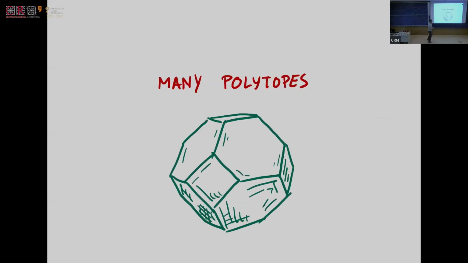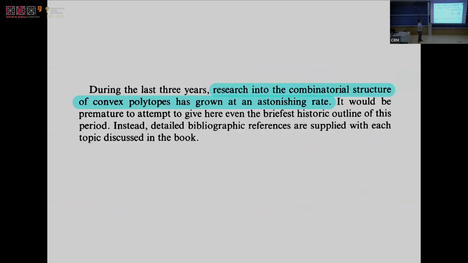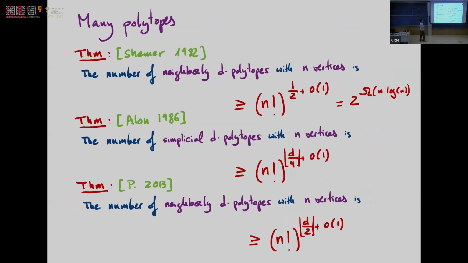So I want to tell you about something that happened after Grunbaum, and that I was involved with with respect to this problem. I just sketched an upper bound for the number of combinatorial types of polytopes, and I want to tell you about my work on the lower bounds on the number of combinatorial types of polytopes. And this is almost the story of the problem.